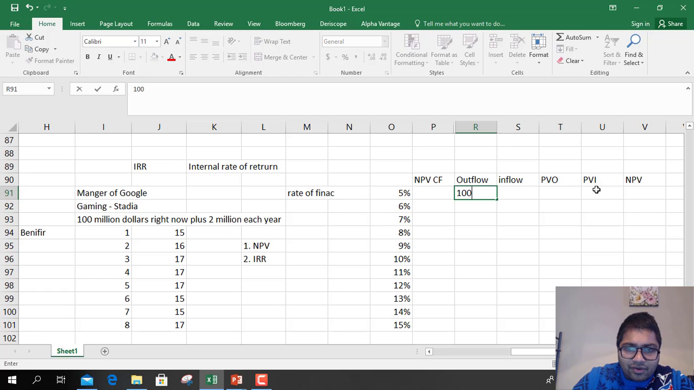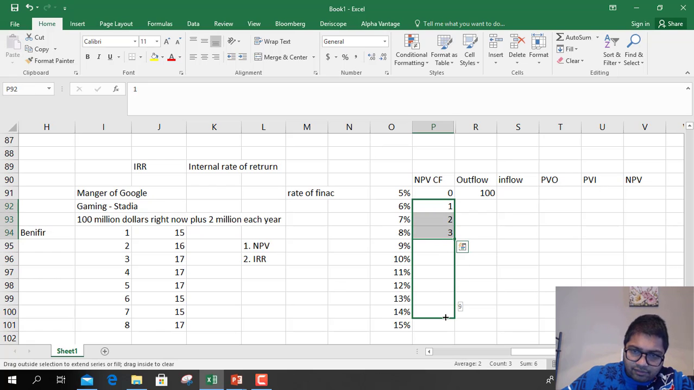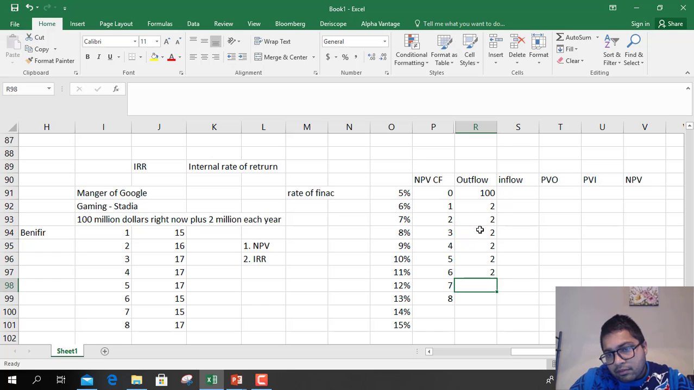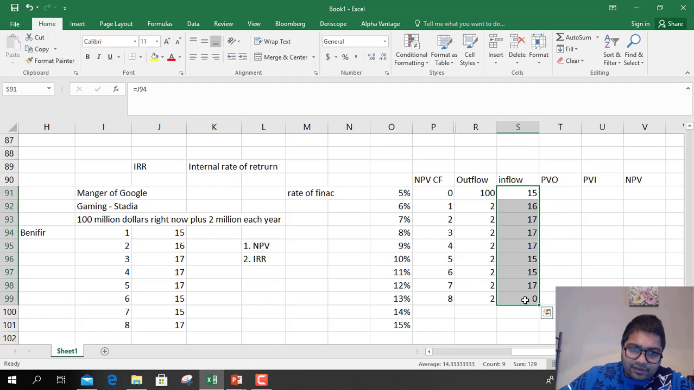So 100 million right now. Years are 0, 1, 2, 3 till 8. And $2 million each year. Inflows for you are 15, 16, 17. It starts with the first year, not 0.